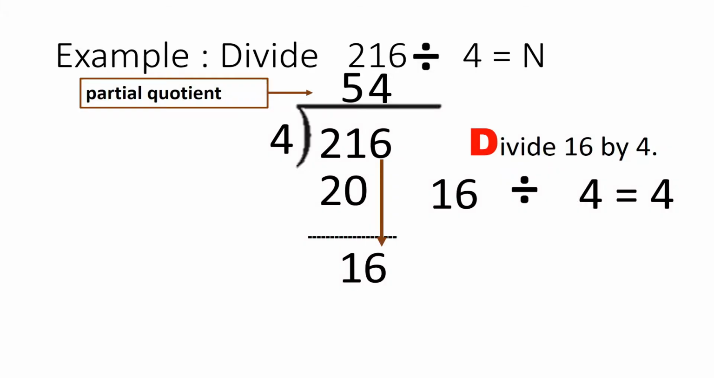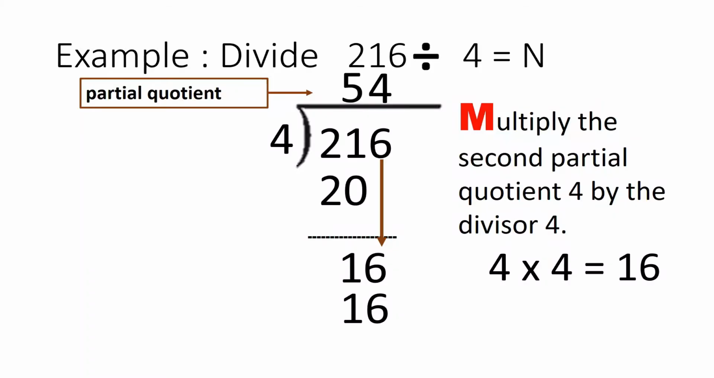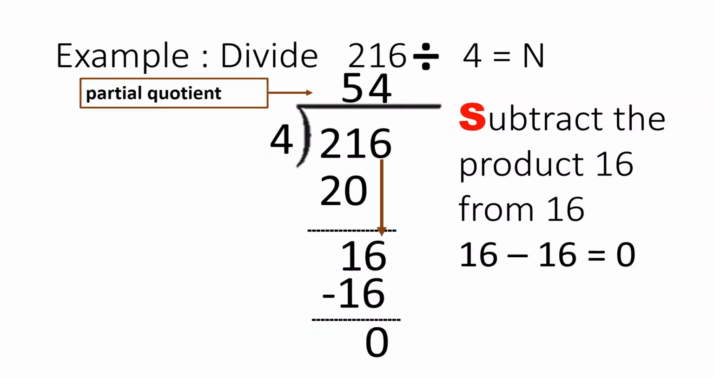So the combined number 1 and 6 will become 16. So let's divide 16 divided by 4 equals 4. Then multiply 4 times 4 equals 16. Next step is S, which is subtract. Subtract the product 16 from 16. 16 minus 16 equals 0.